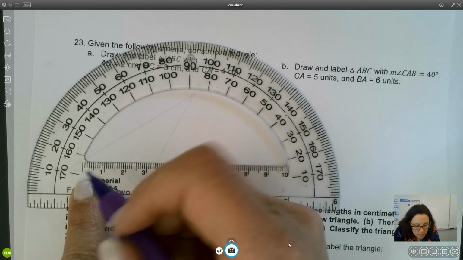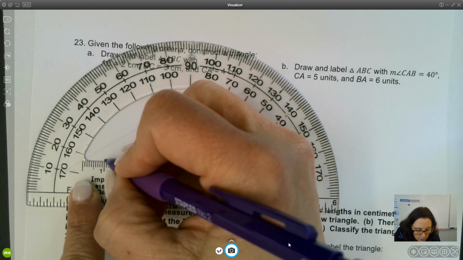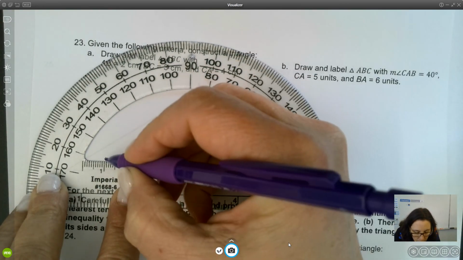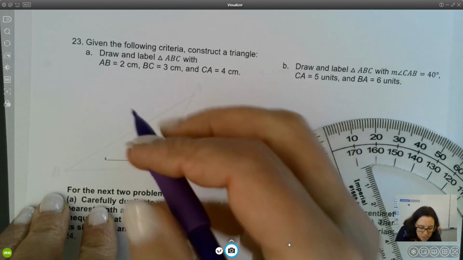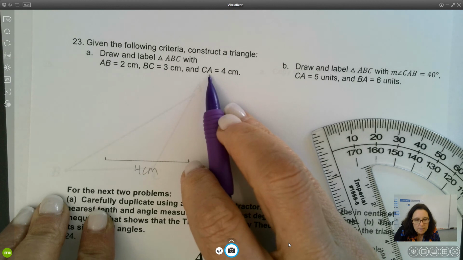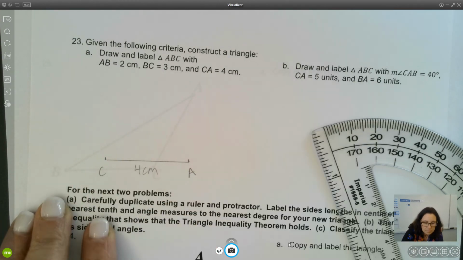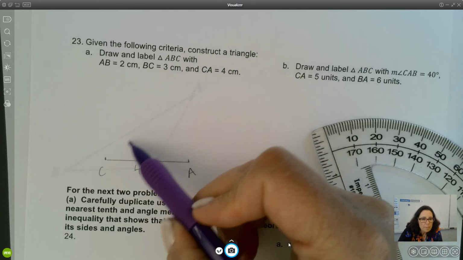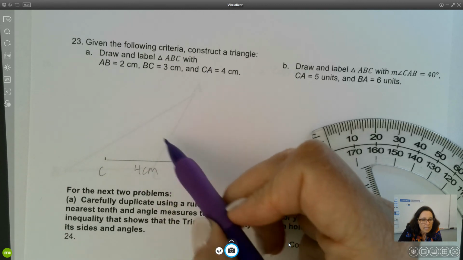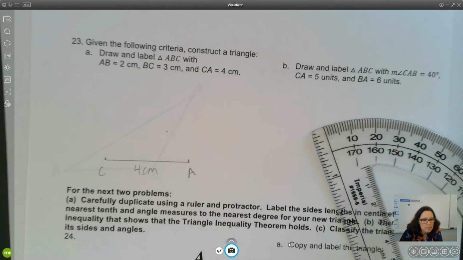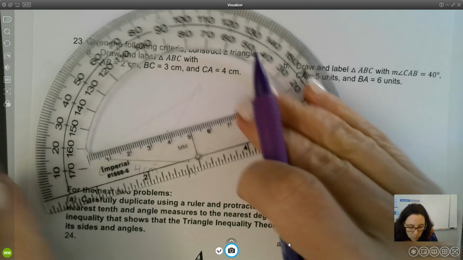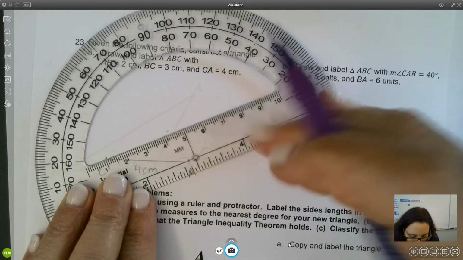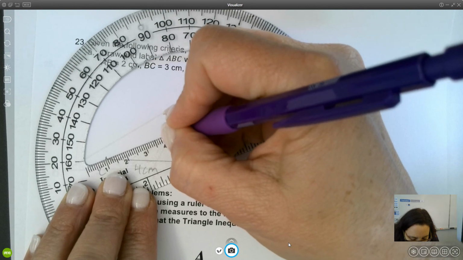Okay, so I'm going to start with, do you see how my 0 is kind of off? I can't mark it. I'm going to mark 1, and if I want 4 centimeters, I'm going to 5. Okay, I just did 4 centimeters. So that's CA. Now I need B up here somewhere so that BC is 3 and AB is 2. Let's see if that works. Again, I'm going to start at 1, and if I need 3, I'm going to mark 4. That's 3 centimeters.